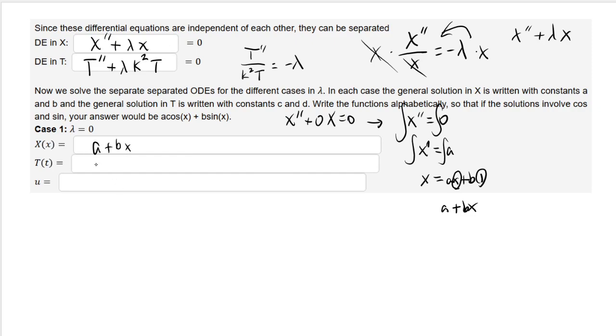Same thing here, if you plug in lambda equal to 0, you get T double prime equal to 0, so you're going to get c plus dt.